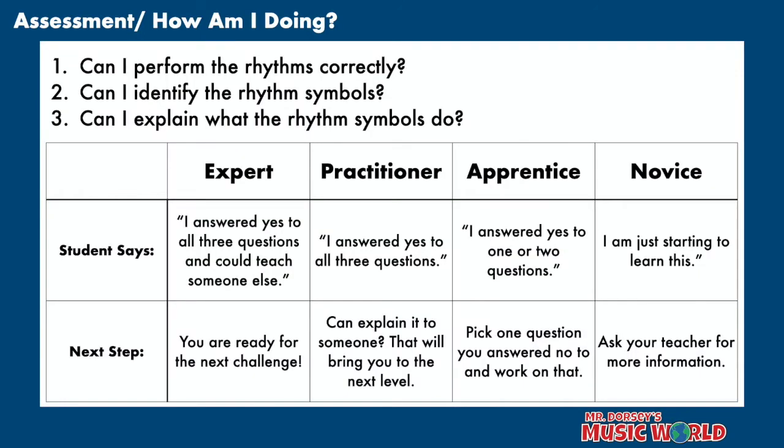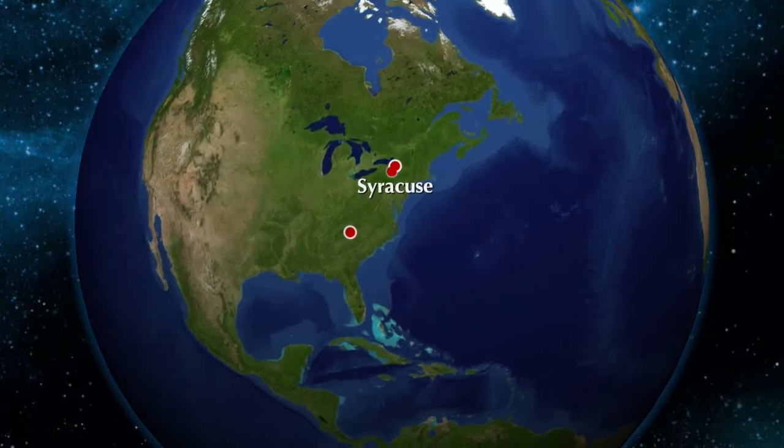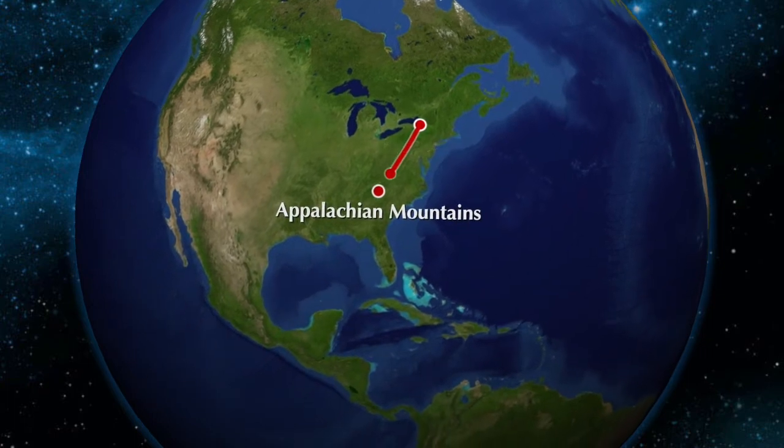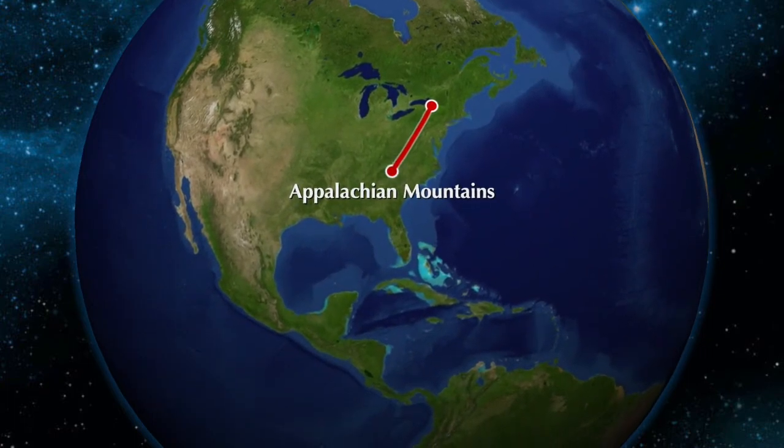At the end of this lesson, you're going to assess yourself or grade yourself about how you're doing. There's three questions you're going to want to ask yourself during this lesson. Number one, can I perform the rhythms correctly? Number two, can I identify the rhythm symbols? And number three, can I explain what the rhythm symbols do? To help us learn about half notes, half rests will come a little bit later, we're going to use the song Rocky Mountain, which is an Appalachian Mountain folk song. Let me sing it for you once. We're going to just learn the first verse and refrain.